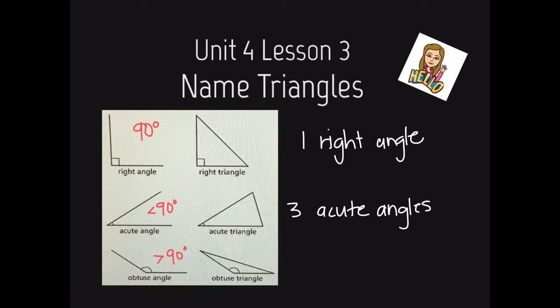The right angle you would obviously see with a box, or that it's a very clear right angle. The acute triangle had those three acute angles on the inside. And an obtuse triangle has one obtuse angle. And then if you see that obtuse angle on the inside, we name it an obtuse triangle.